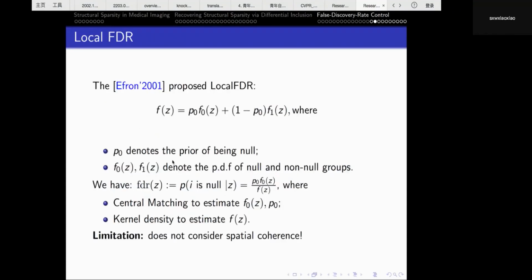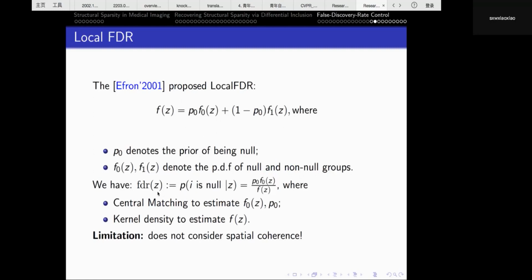To address this problem, Efron proposed a local FDR, which is composed of two groups and the density functions F0(z) and F1(z). F0(z) is the PDF of the null group, and F1(z) is that of the non-null group. And p0 denotes the prior for each feature to be null.